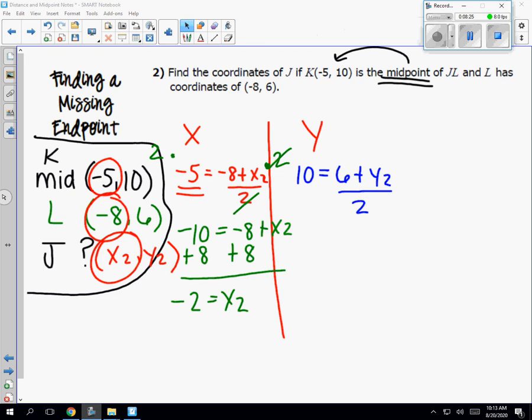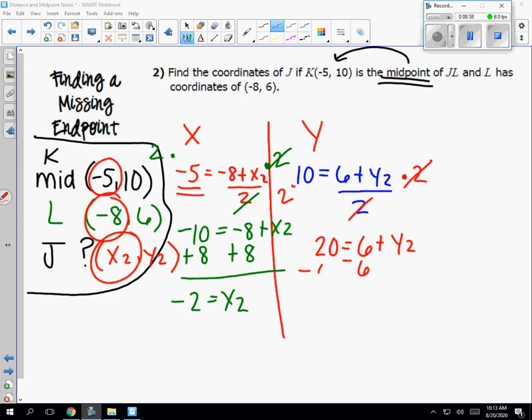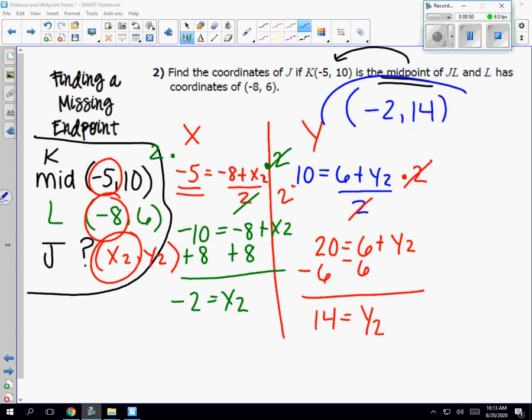And then I do the same thing on the other side. So I multiply both sides by 2. Those 2 cross out. So I have 20 equals 6 plus y2. I subtract my 6 on both sides. And I have 14 equals y2. So my final coordinate for my missing endpoint is -2, 14.